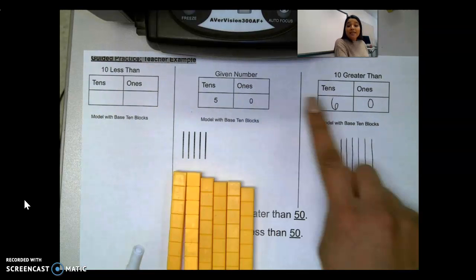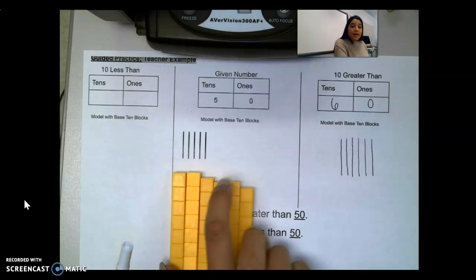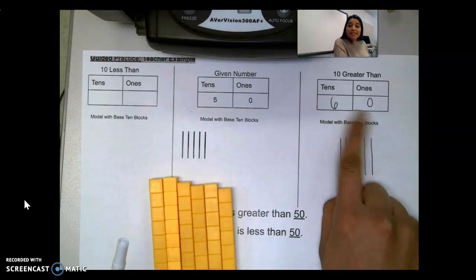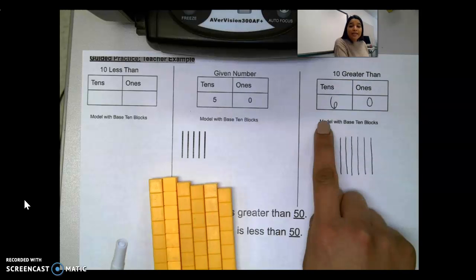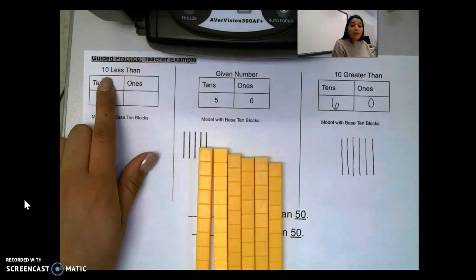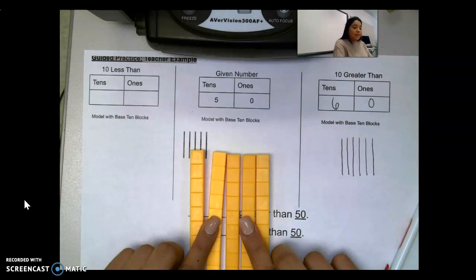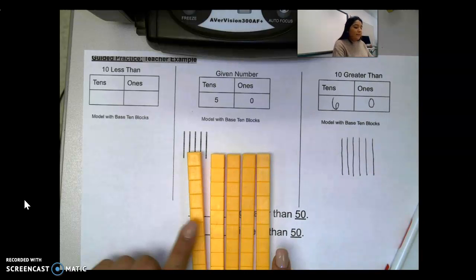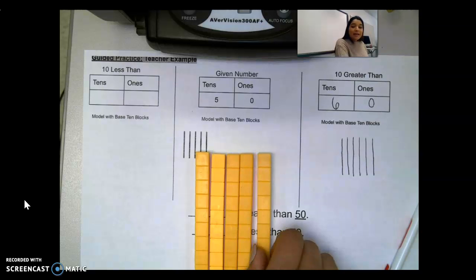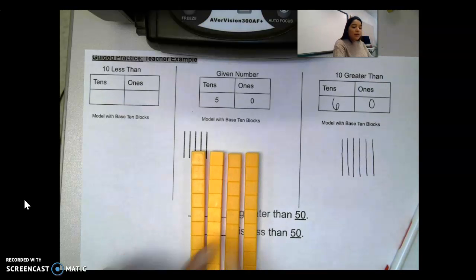So a number that is greater than 50 is 60. And if we add 10 to the number 50, it gives us 60. So 10 more than 50 is 60. Now let's look to see what number we can generate with 10 less. So let's go back to 50. I have 5 tens and 10 less. So we have to take away 10. Take away a 10 long. So I'm taking away a 10 long. And what are we left with?